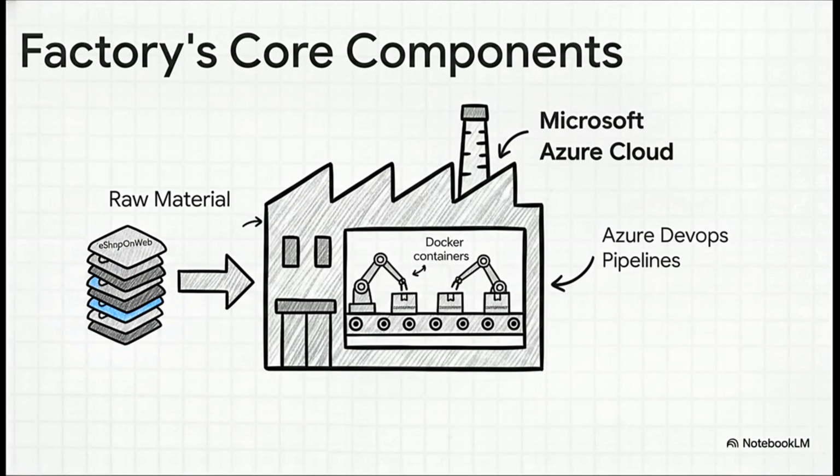Okay, so let's map this factory idea directly to the real tech. Our raw material? That's the source code from a project called eShop on Web. The packaging we'll use is something called a Docker container, which basically puts our application into a standardized, shippable box. The factory building itself? That's going to be the Microsoft Azure Cloud. And the robotic arms running the whole assembly line? Those are the Azure DevOps Pipelines.